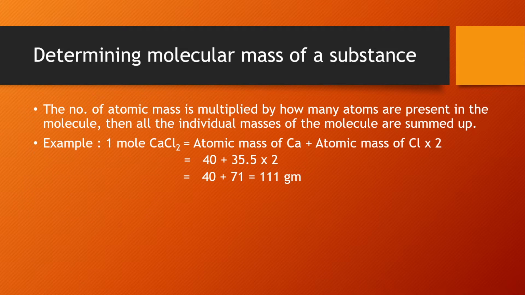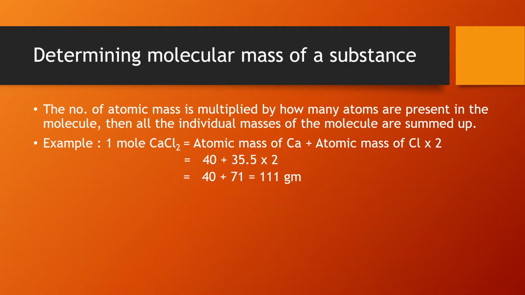So how can you determine the molecular mass of a substance? When you see a molecule, you have to determine how many atoms are present individually in the molecule. First of all, you have to know the atomic mass individually of the atoms, multiply them by the number of atoms present in the molecule, and finally add all the values. Then you can obtain the molecular mass of a definite substance.